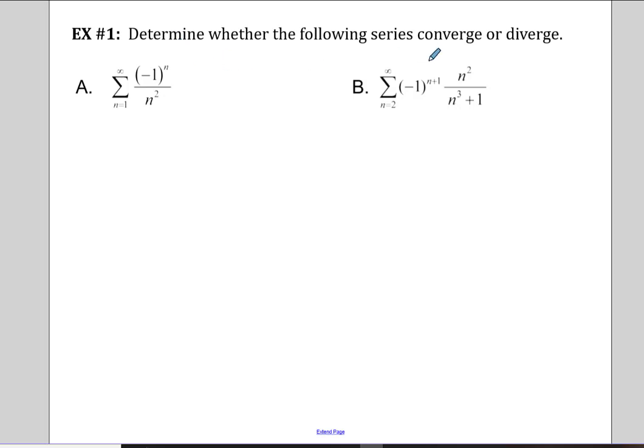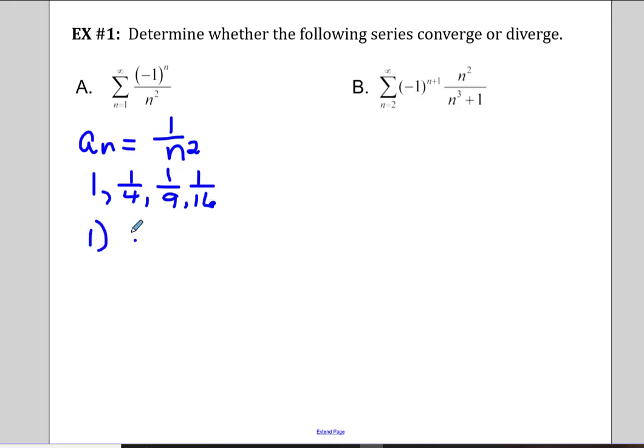Let's determine whether the following series converge or diverge. So first thing I want to do is figure out what is my a sub n term. And if you pull the -1 to the nth power off the top, you can see that our series is 1 over n squared. So if this is our a sub n term, the terms when n is 1, and n is 2, and n is 3, and n is 4, you can clearly see that they're all positive. So we know that the terms are positive.